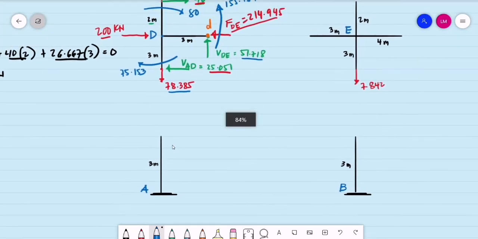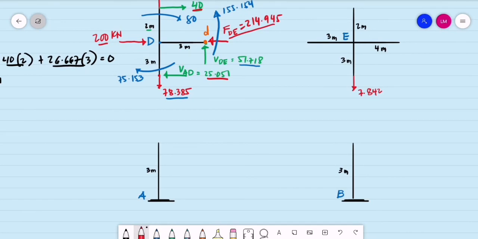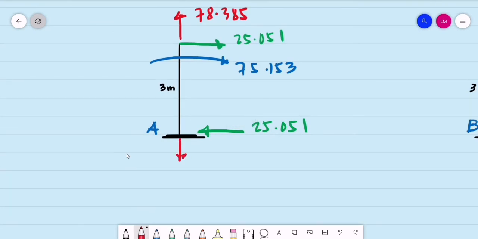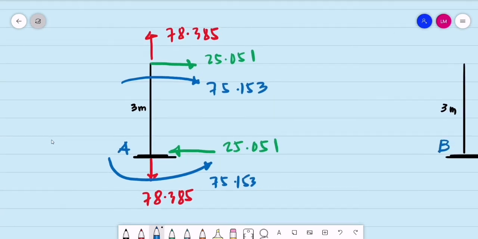Okay, so we now proceed to the base A. At base A, we have the axial force equal to 78.385 kilonewtons. Then the shear, this time to the right, is 25.051. Then the base shear at A will be the same, 25.051. And the vertical reaction at A, for equilibrium, should be downward, equal to 78.385 kilonewtons. Then the moment at the base is equal to 75.153 kilonewton meter. That is for the base A.